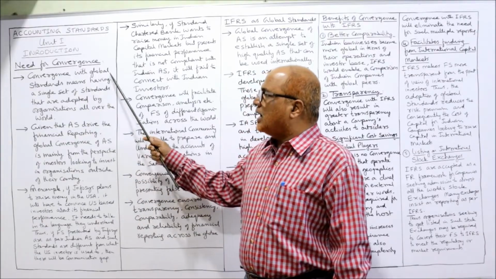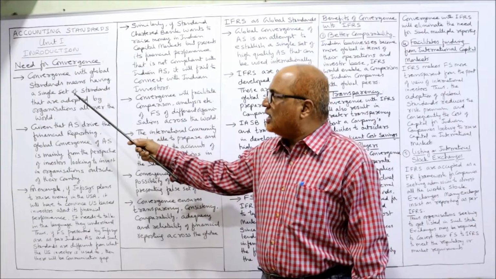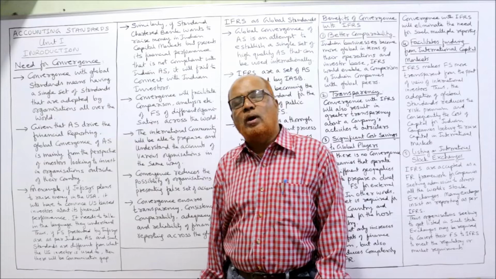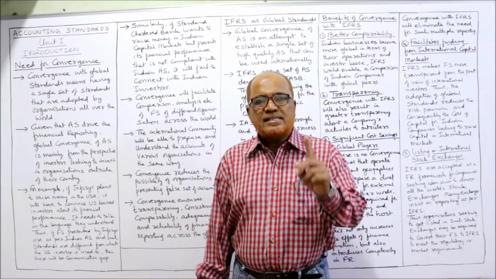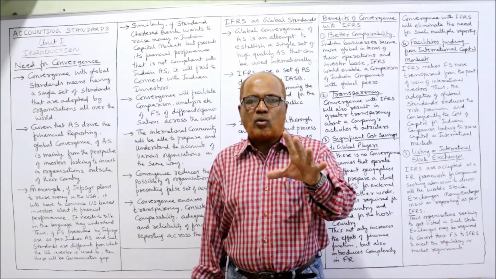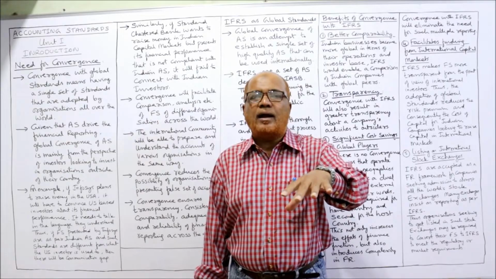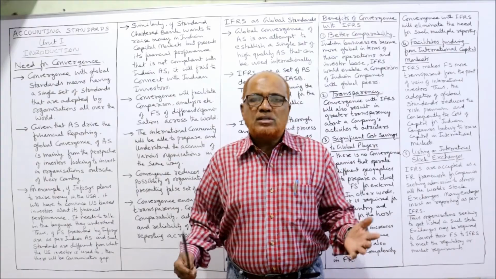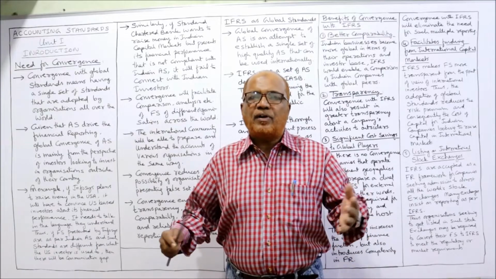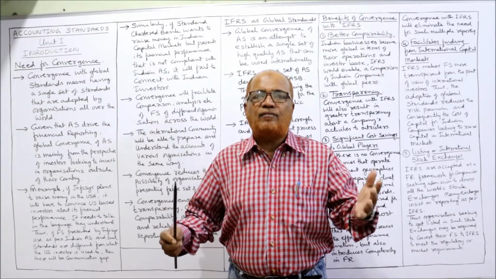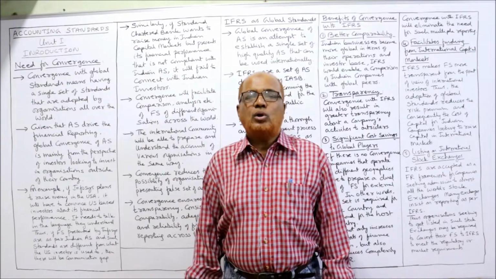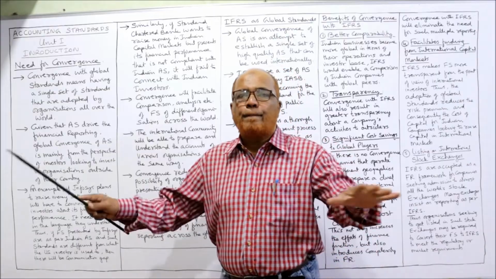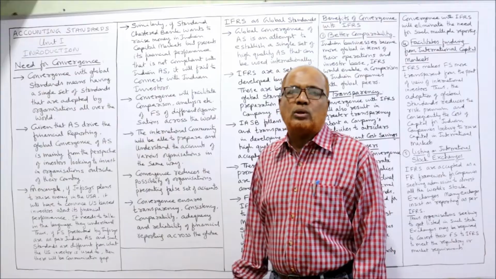Now, convergence with the global standard means having a single set of standards that are adopted by organizations all over the world. So a single set of standards is required which should be applied throughout the world in making financial statements. Because nowadays people from different countries are investing in other countries. So there it needs one single set of standards which are applicable in all organizations throughout the world.